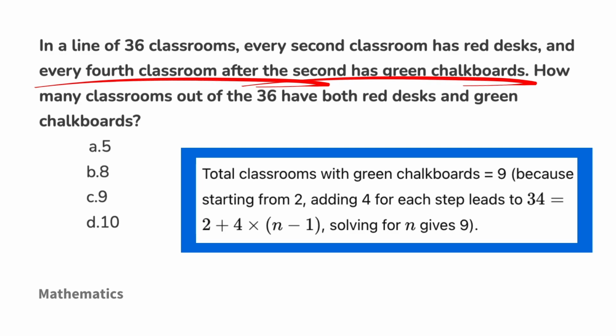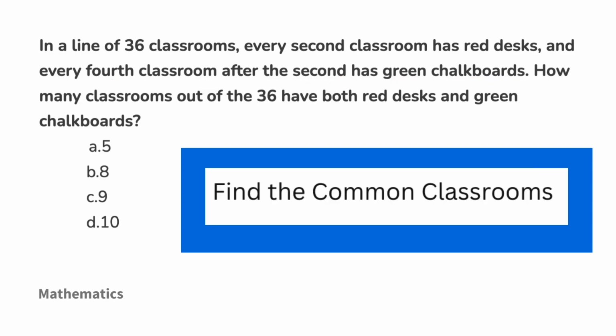All right, and this forms the sequence where we can see that we are adding 4, and now we need to find the common classrooms. So we have found the red desks and the green chalkboards. Now we need to find what's in common, because the question that we're solving for reads, how many classrooms out of the 36 have both red desks and green chalkboards? In order to do this, we'll need to find the common elements in the two sequences. Again, red desks and green chalkboards.